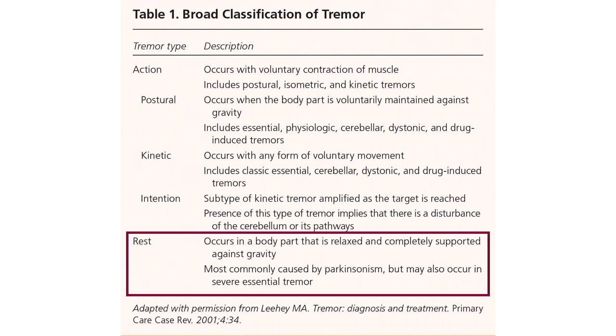There are 3 types of action tremor: postural, kinetic, and intention. Postural tremor occurs when a body part is voluntarily maintained against gravity. Kinetic tremor occurs with any form of voluntary movement, while intention tremor is a type of kinetic tremor. It is amplified as the target is reached. The presence of intention tremor implies that there is an injury in the cerebellum or its pathways. In patients with Parkinson's disease, the majority present with resting tremor, but some may have postural tremor.